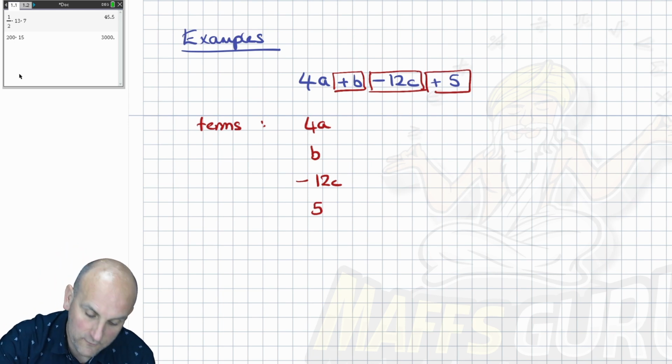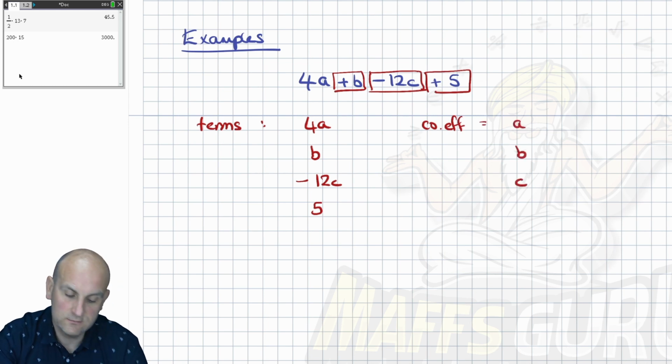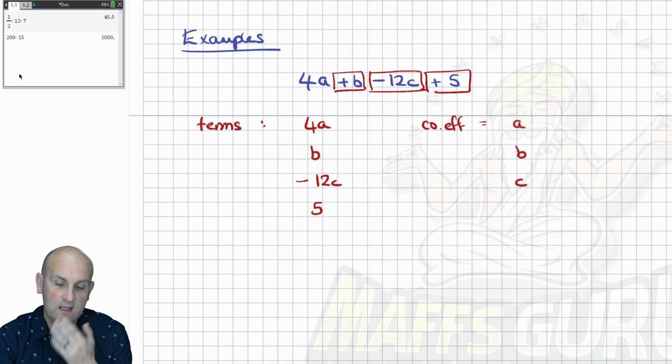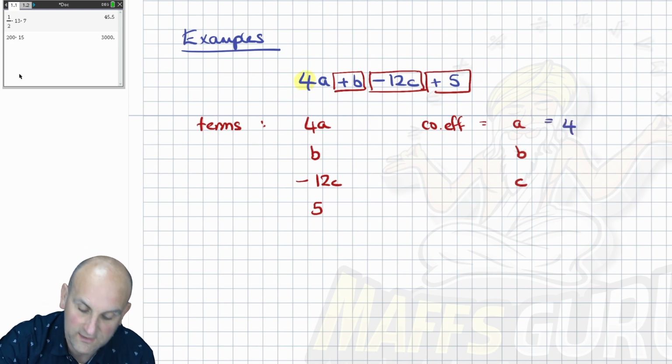So the coefficients of A, B, and C. The coefficient of A, well, that's the number stuck to the A. Well, the number stuck to the A is in fact 4. So that's a nice and easy one. So the coefficient of A is 4.